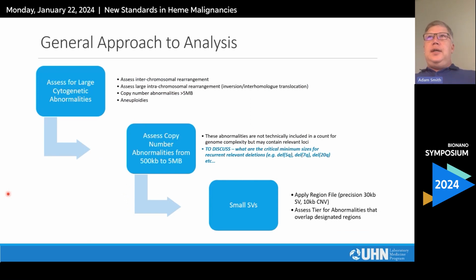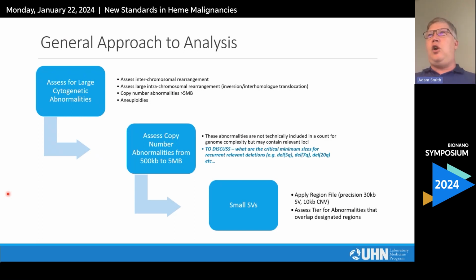And so finally, to come to our general approach to analysis, what I wanted to do is lay that out in the broad steps, give a very quick example of how we do that, and then talk about how we've actually applied it to myeloid malignancies. This is our general approach to analysis, and it's basically 3 steps.